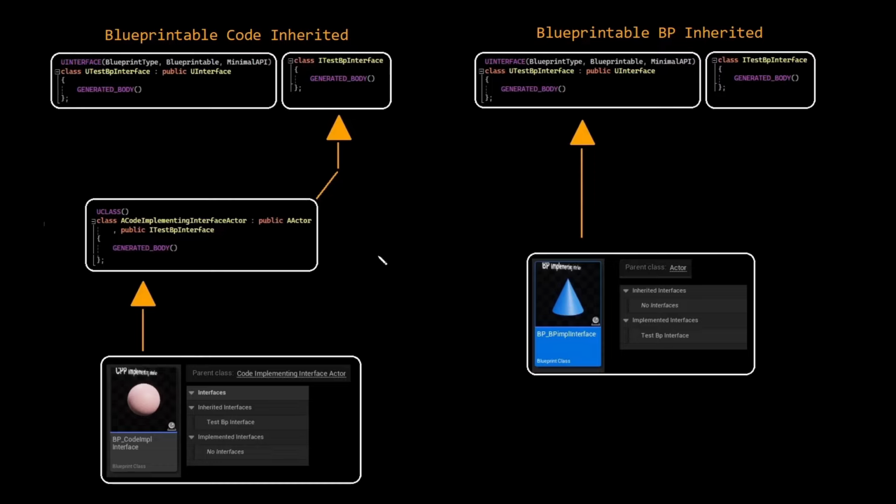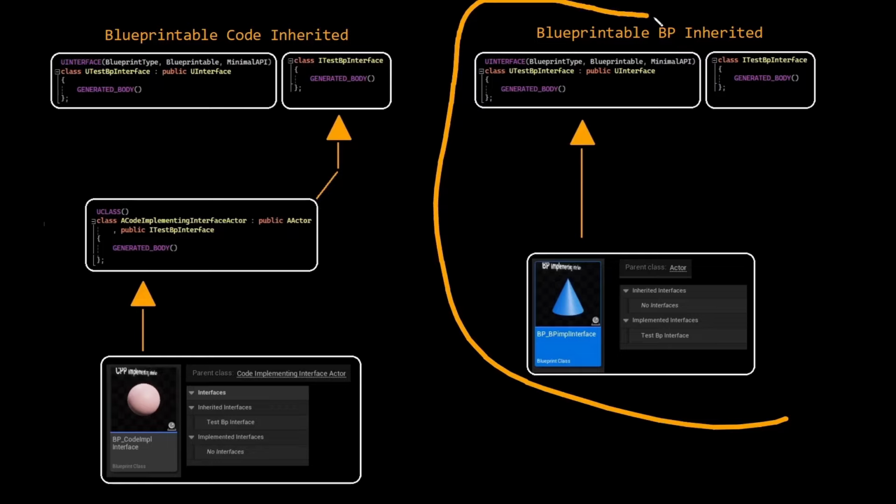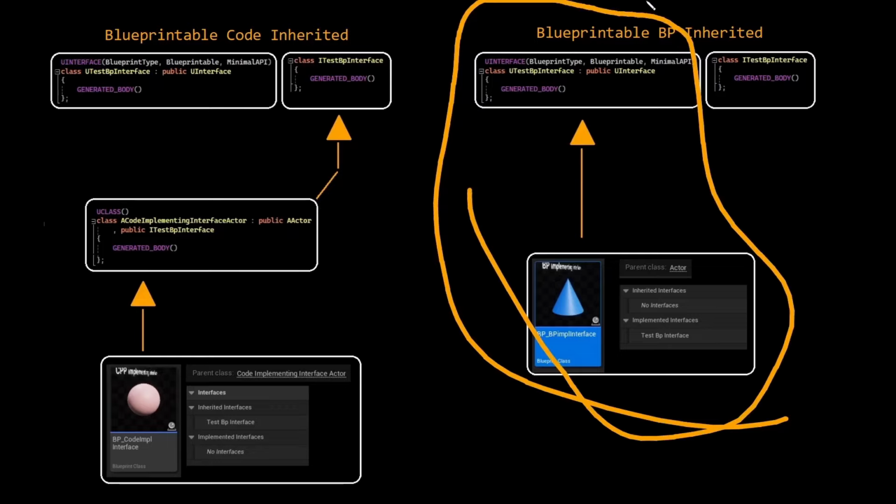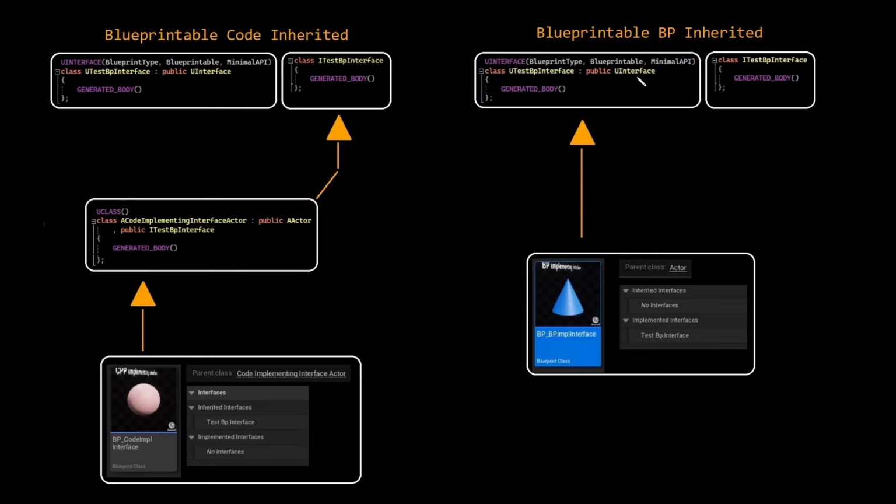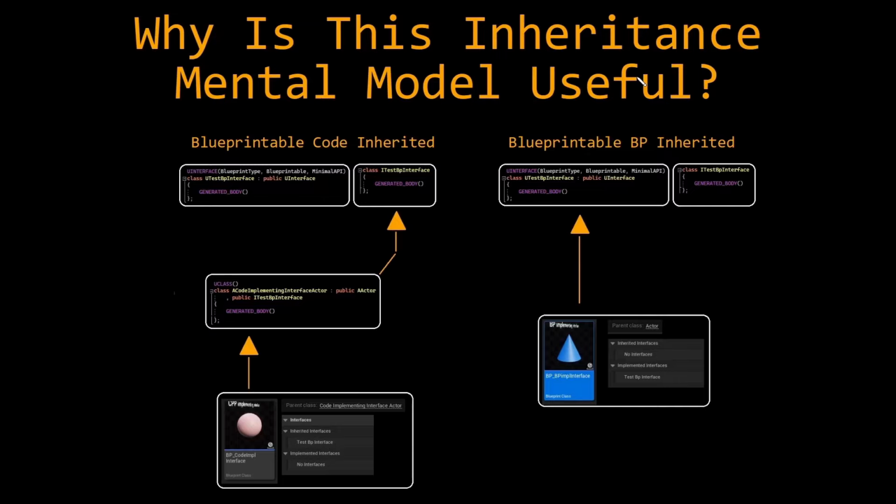And so why do we have this distinction here where it's like, okay, this inherits from I, but we don't think about the Blueprint one inheriting from the I. We think about it inheriting from the U interface, the reflected type. This mental model is useful because it explains some behaviors you'll see in other parts of the engine.